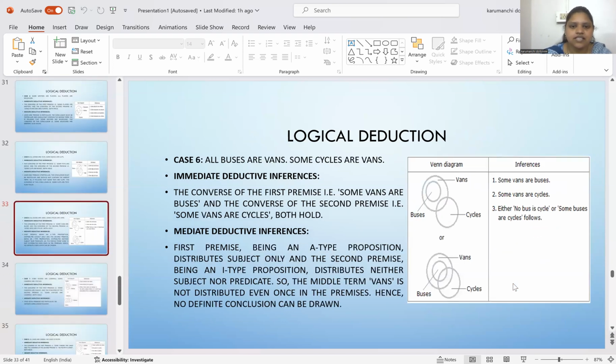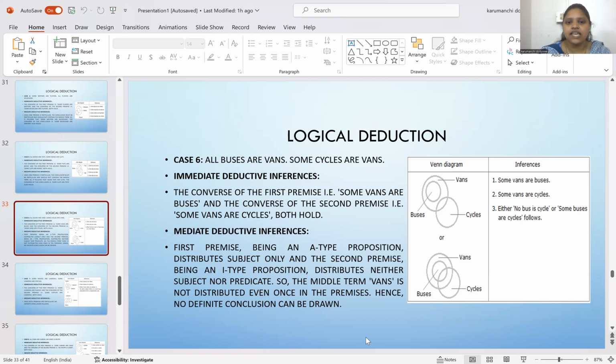And coming to the sixth case, all buses are vans, some cycles are vans. So here, the converse of the first premise statement is some vans are buses, and the converse of the second premise is some cycles are vans, so some vans are cycles. So here it is an A type proposition. The first premise distributes only the subject, and the second premise is an I type proposition.